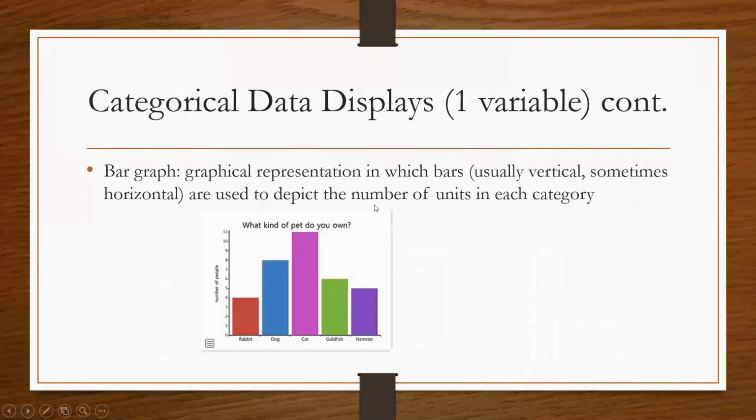And then you've also got one more, which is the bar graph. It uses bars. You're usually going to see it as vertical, sometimes horizontal. Those are the three real ways of representing categorical data if you have one variable. That's very important to remember, that you can only use them with one variable.